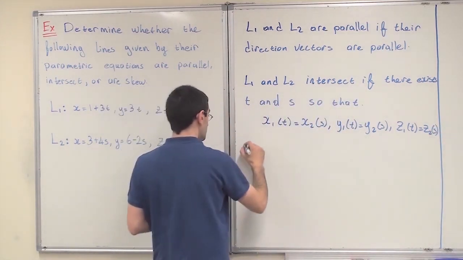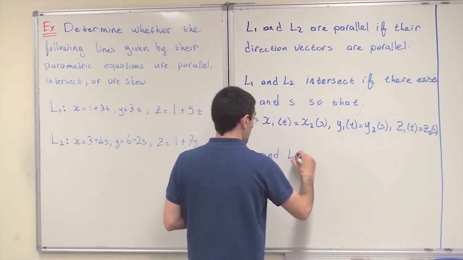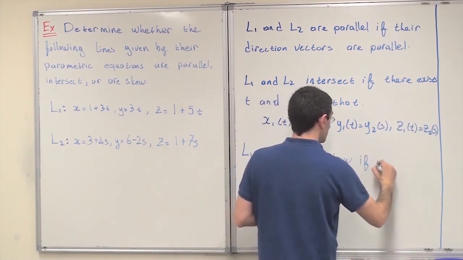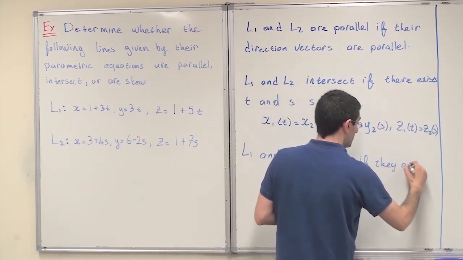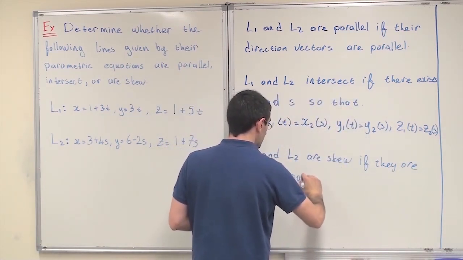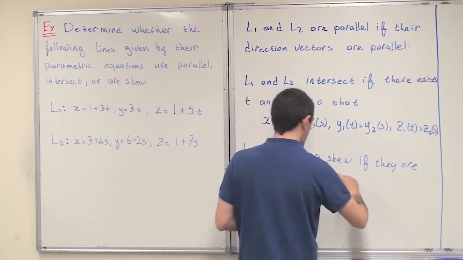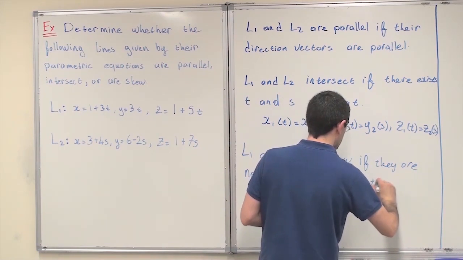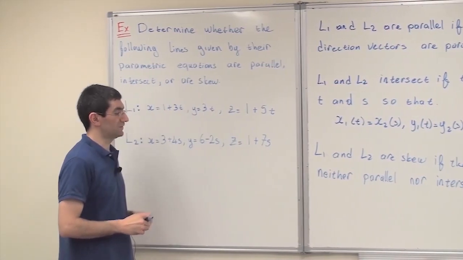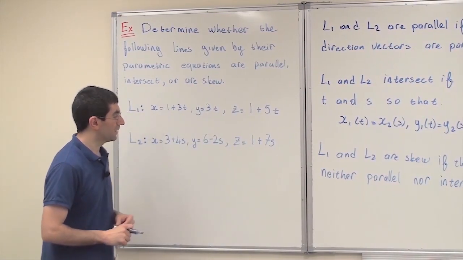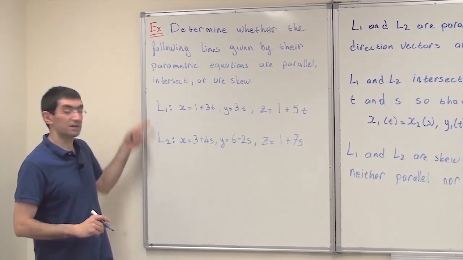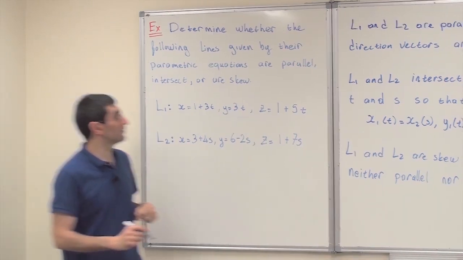Now, lastly, L1 and L2 are skew if they are neither parallel nor intersect. So, no intersection. If they are not parallel and do not intersect, we call them skew lines. Okay, so we first start by checking whether these two lines are parallel or not.